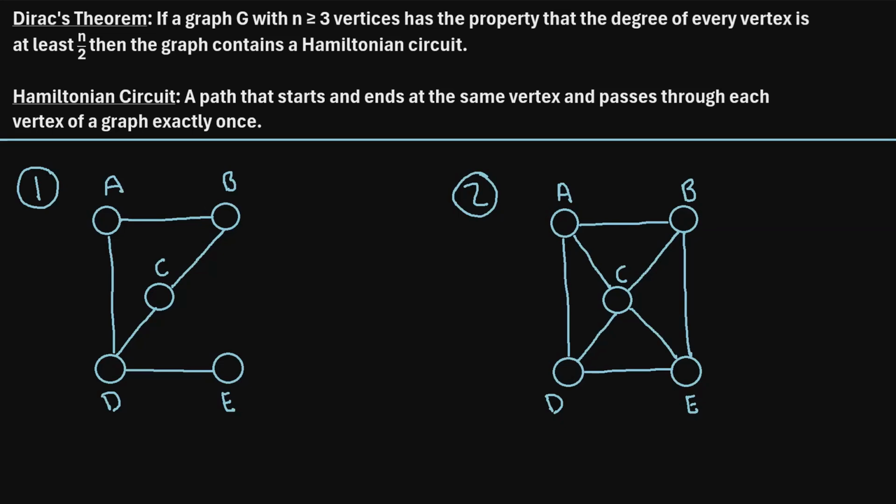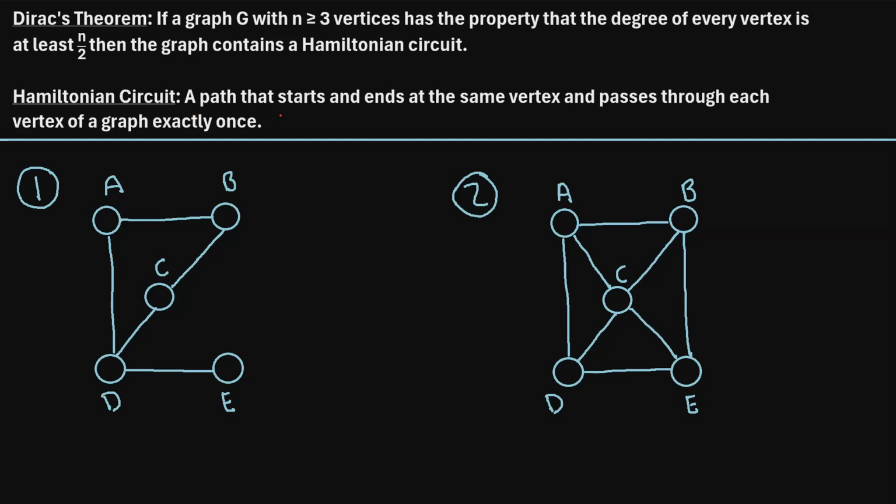In this video, I will provide a quick explanation of Dirac's theorem. So here's what this theorem says. If a graph G with n greater than or equal to 3 vertices, so a graph with 3 or more vertices, has the property that the degree of every vertex is at least n divided by 2, then the graph contains a Hamiltonian circuit. Now, what is a Hamiltonian circuit?